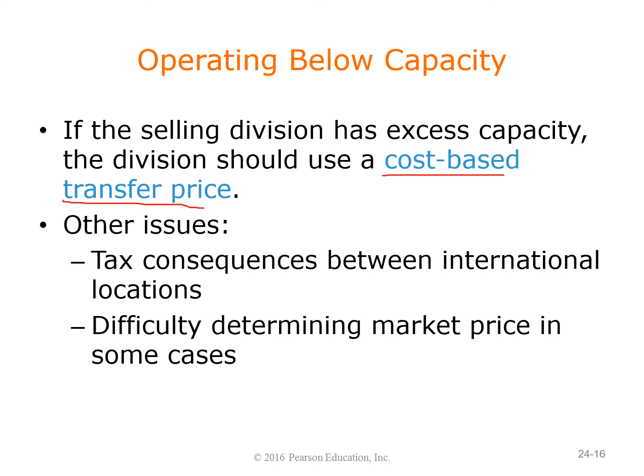Another issue is related to tax consequences between international locations. In some cases, companies intend to transfer products from one place to another in another country in order to get tax benefits. And another issue is the difficulty in determining market price in some cases. In some cases we cannot determine a market price for a semi-manufactured product or work in process. So those are two issues that we have to consider whenever we are talking about the transfer price.